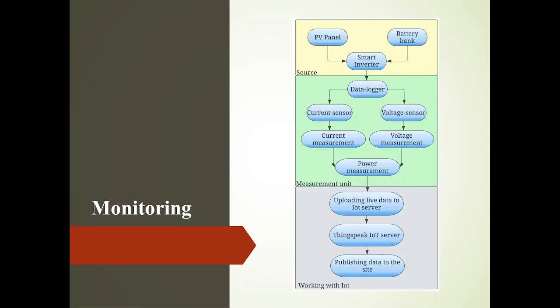So our sources are the PV panel and the battery bank. They are connected to the inverter with the connection of the data logger. The data logger sends the current measurement and voltage measurement by using sensors. After getting these measurements, they are multiplied to get the power measurement. All this is taking place in the measurement unit, which is the inverter.